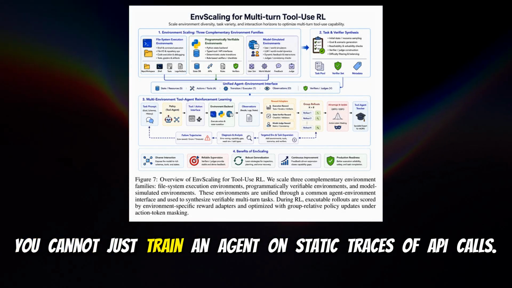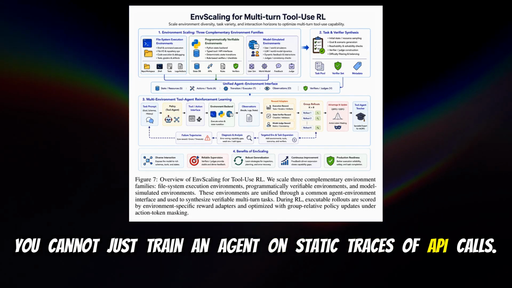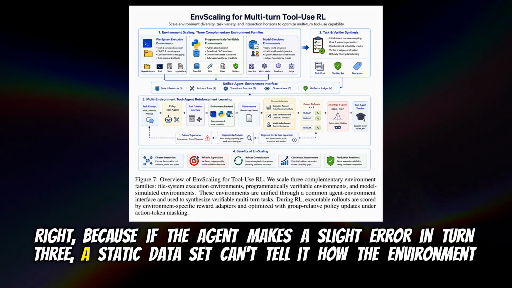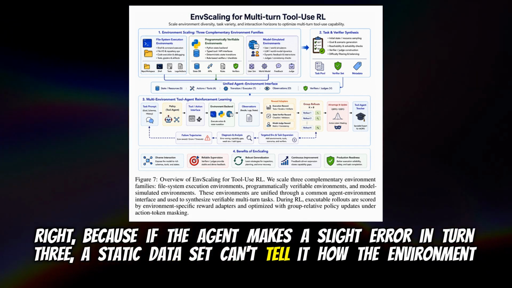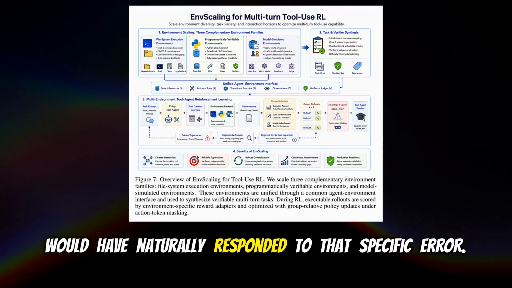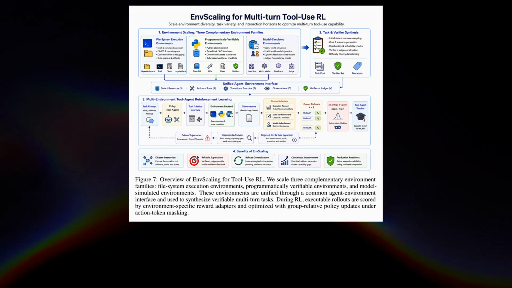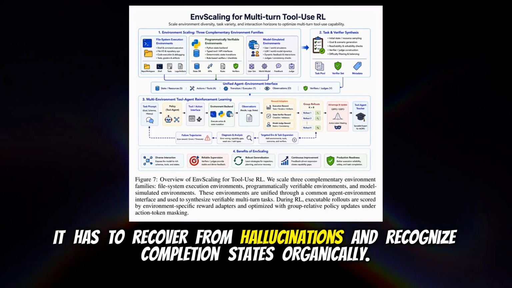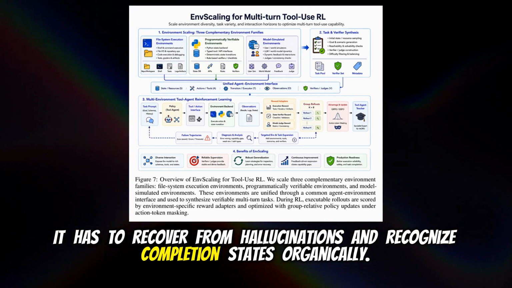You cannot just train an agent on static traces of API calls. Right, because if the agent makes a slight error in turn 3, a static dataset can't tell it how the environment would have naturally responded to that specific error. Exactly. A robust agent has to inspect dynamic states, it has to recover from hallucinations, and recognize completion states organically.